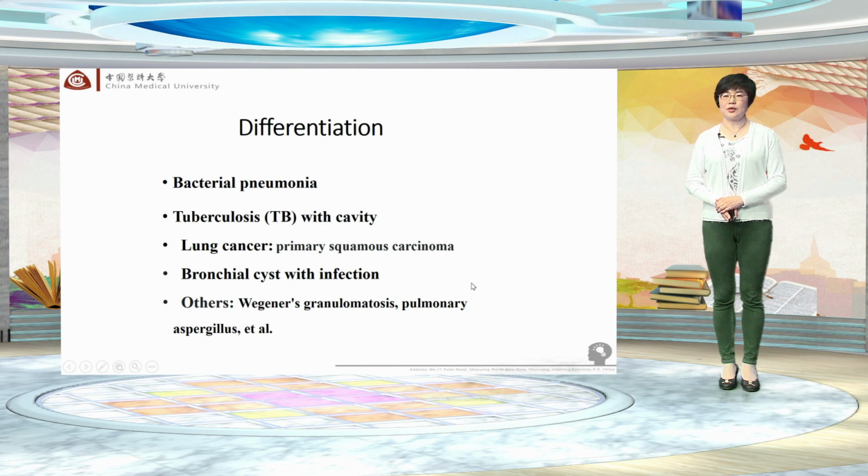For lung abscess, we talked about the clinical manifestations. So how to diagnose it? Usually, when we diagnose lung abscess, we should differentiate from other diseases with similar manifestations, such as bacterial pneumonia, tuberculosis with cavity, lung cancer, bronchial cyst with infection, or others.